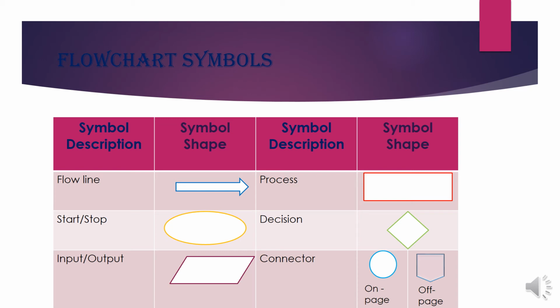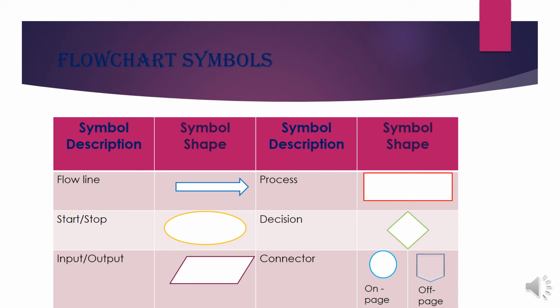The second symbol is start and stop symbol. Its shape is just like an oval. This symbol is used to start and to stop the flowchart. The third symbol is like a parallelogram, and this symbol is used to give the input and to get the output or the required result from the flowchart.